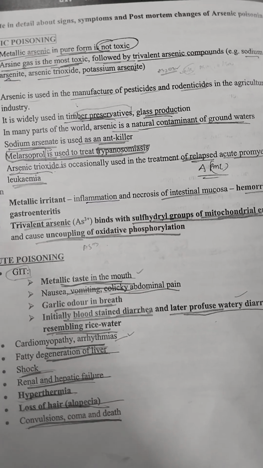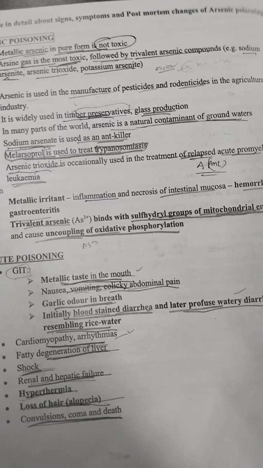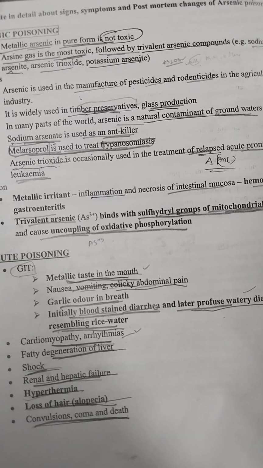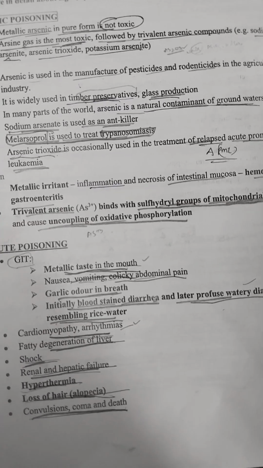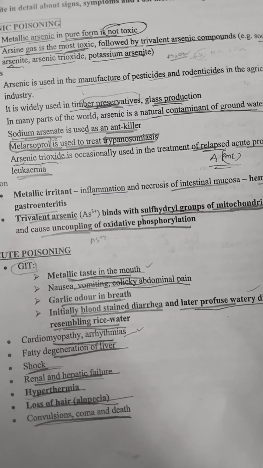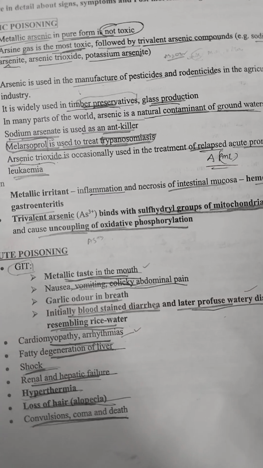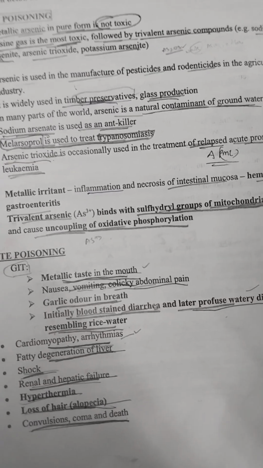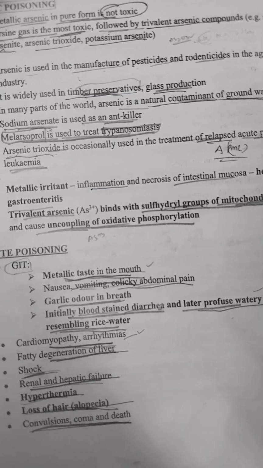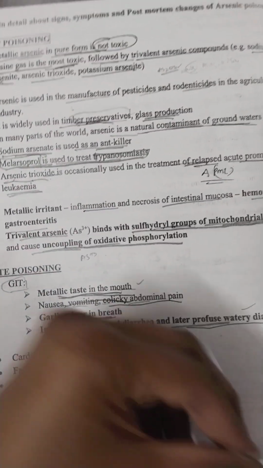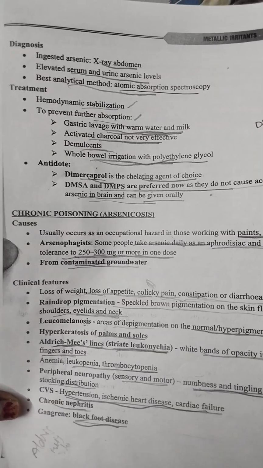Cardiomyopathy and arrhythmias are common CVS manifestations. Fatty degeneration of the liver, the hepatic system is also involved, shock, the renal system is also involved, and renal failure, hepatic failure, hypothermia, the hypothalamus is also affected, loss of hair, alopecia, convulsions, coma, and death.